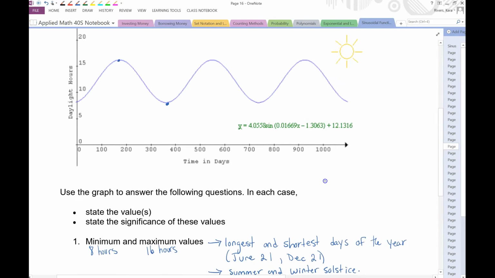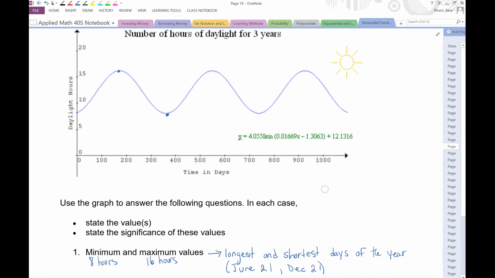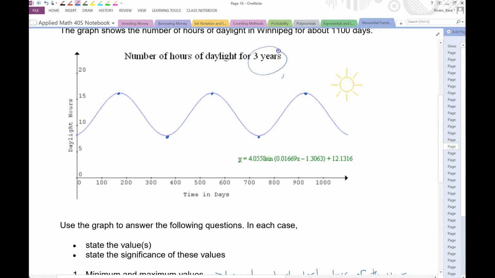So if we go back and look at our graph again, you can see our longest day is shown 3 times, and our shortest day is shown just about 3 times, right? So in terms of the amount of time shown here, does that make sense that it's 3 years? Yes, it definitely does. Because if we're seeing 3 summer solstices and 3 winter solstices, that means that 3 years have gone by.